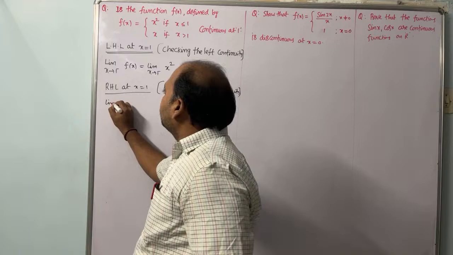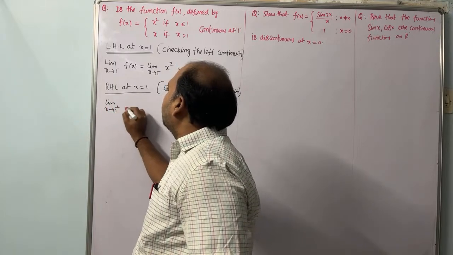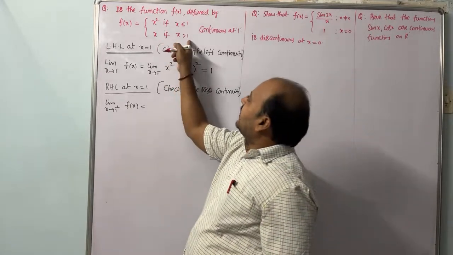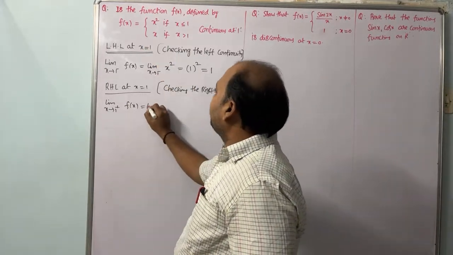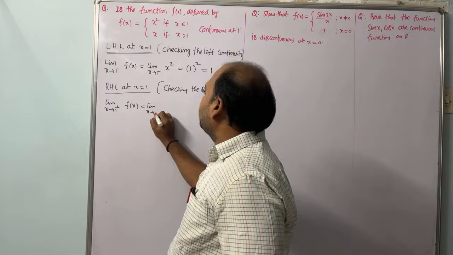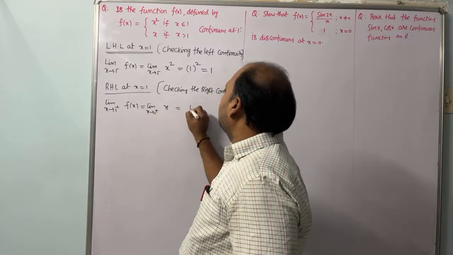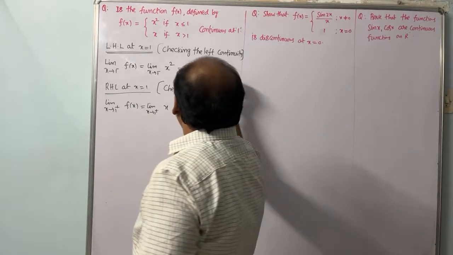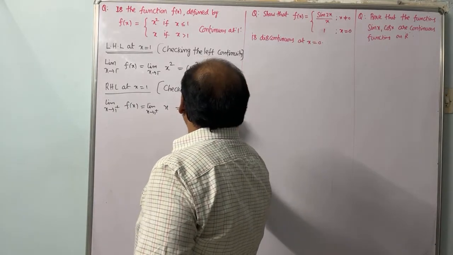So the limit as x tends to 1 plus of f of x. x tends to 1 plus means x is greater than 1. What can we write for f of x, dear students? Substitute x is equal to 1. LHL and RHL are both the same. This is equation number 1, this is equation number 2.